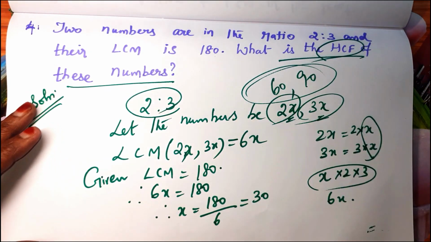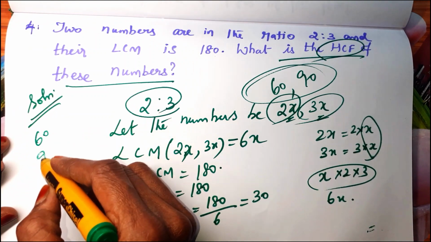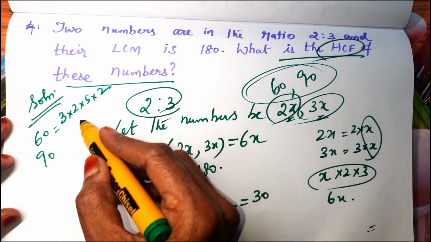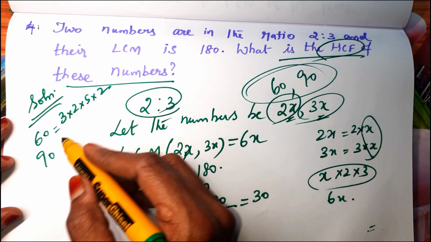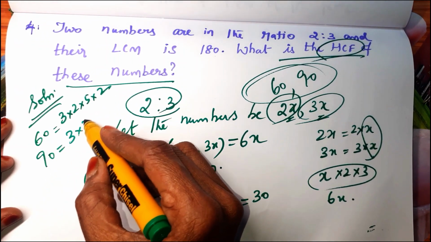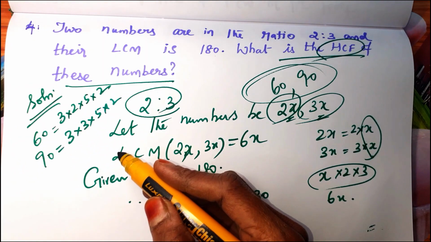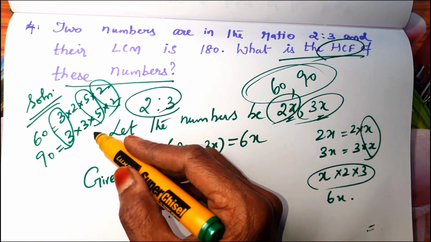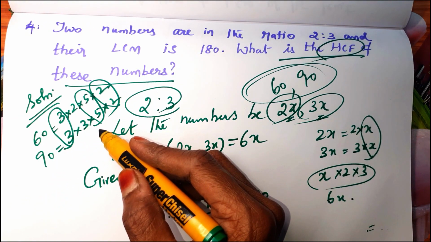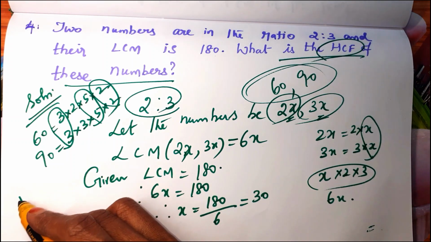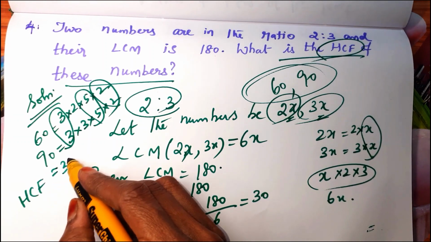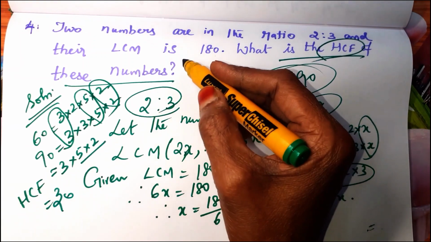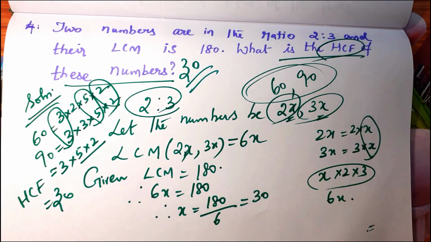They are asking you to find the HCF. So 60, 90. 60 can be written as 3 into 2 into 5 into 2. Am I right? 10, 20, 60. Then 90 can be written as 3 into 3 into 5 into 2. What is the HCF we have? 3 is common, 5 is common and 2 is common. We have 3 factors as common. So finally the HCF is equal to 3 into 5 into 2, 5 into 2 is 10, 10 into 3 is 30. So HCF is 30. Is it clear?